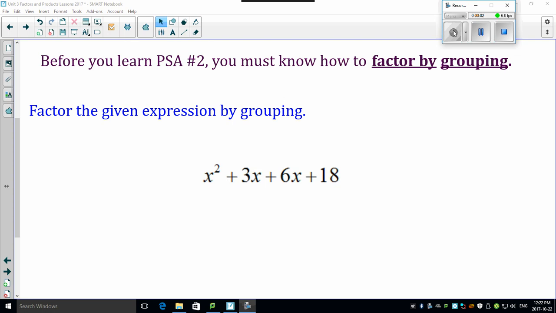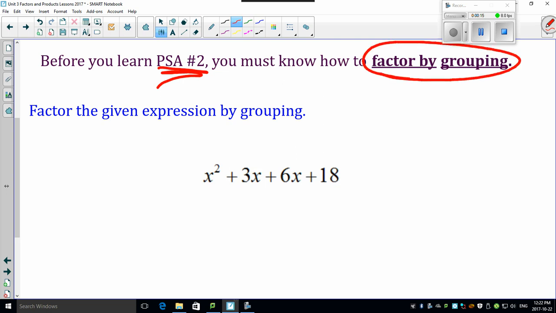You're going to learn another type of factoring called PSA2. This is the second step of PSA factoring. This is going to allow you to factor more complicated trinomials. But before you do that, you have to learn this, which is factor by grouping.